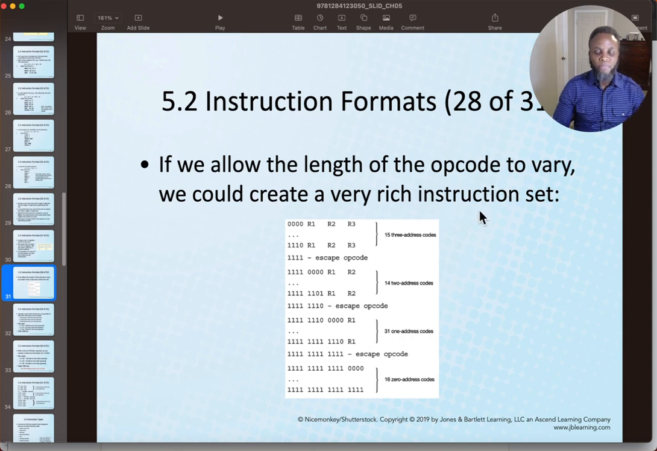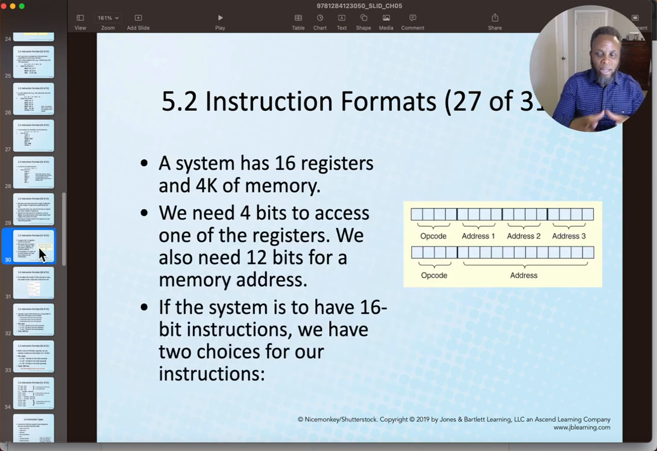If we allow the length of the opcode to vary, we could create a very rich instruction set. Imagine if you have a fixed number of bits for the opcode, you can only define so many, right? Because the number of opcodes must be defined using only 4 bits, for example, in this diagram. But if you said no, we want to represent opcodes using any number of bits, then you can have a very rich instruction set. So that's what the slide deck is saying.